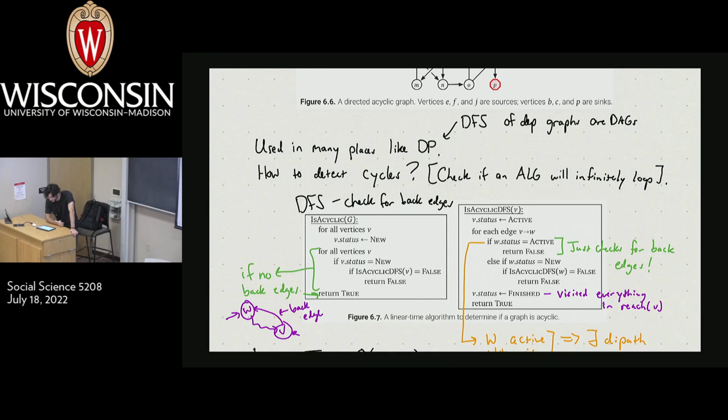So if we find that W status is active, that means we just found a back edge, and so we're going to return false because we found a cycle. Otherwise, if it's new, we haven't visited it before, it's not a back edge. This is just making a tree edge, and then we recurse. And again, if we never find a back edge here, then we return true.